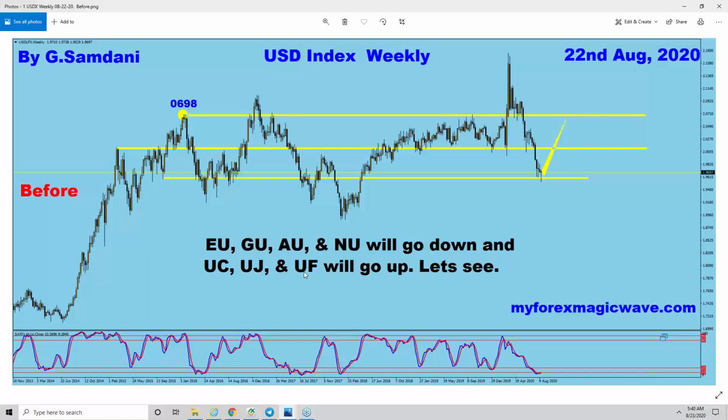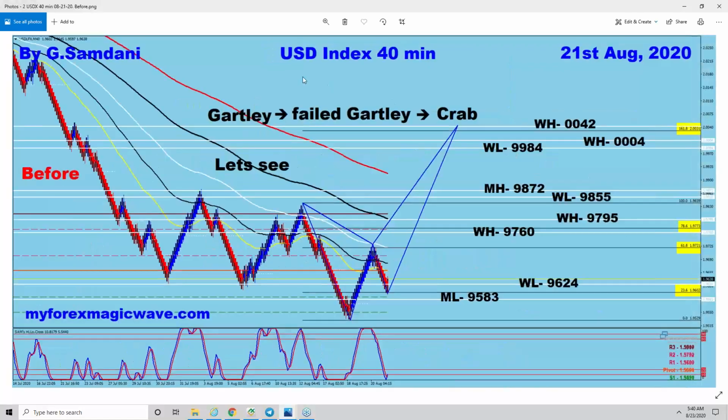USD CAD, USD Yen, and USD Franc, they'll go up. Euro USD, Pound USD, Aussie USD, and New USD will have a chance to go down. So let's see if we have the setups in these pairs. I'm going to just show you a couple of them, and the rest you can find based on my information very easily. Like, the first chart is this.